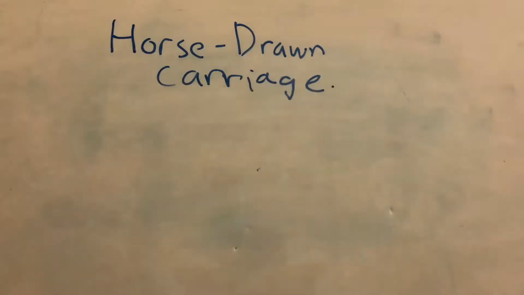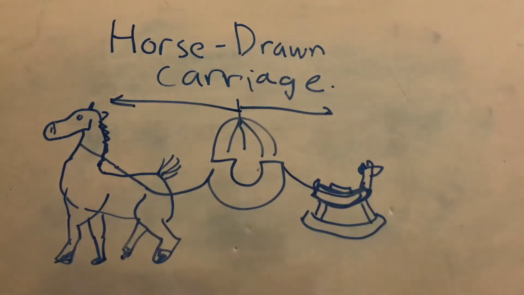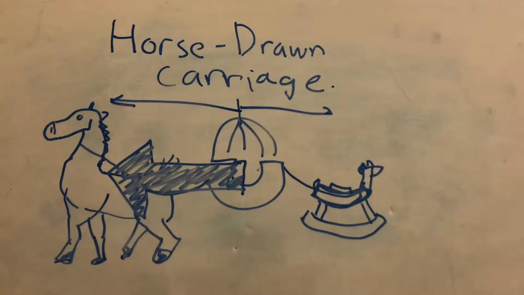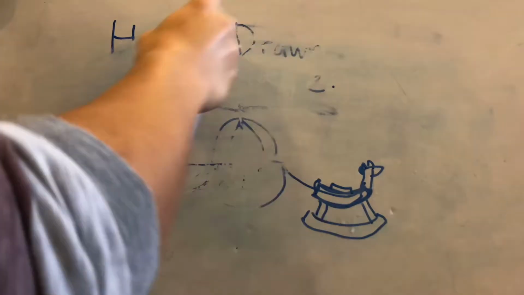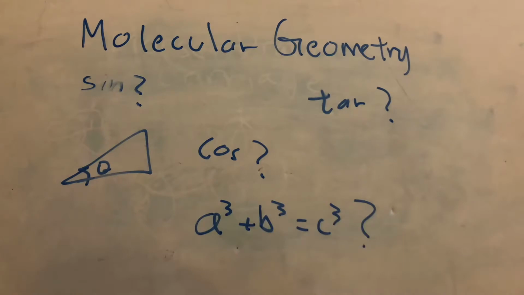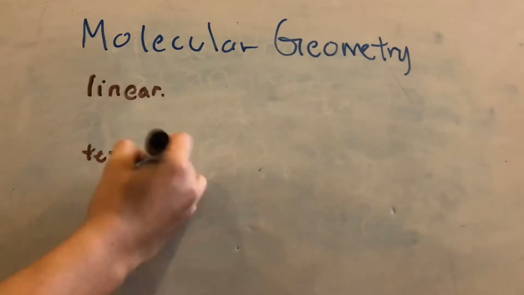Think of a horse-drawn carriage. On one side there's a strong horse, the more electronegative atom, which pulls stronger towards its side, creating a net dipole for the carriage, the atom. Now, how does molecular geometry affect polarity? Well, depending on the shape of the molecule, aka tetrahedral, T-shaped, bent, the molecule can be polar or nonpolar.